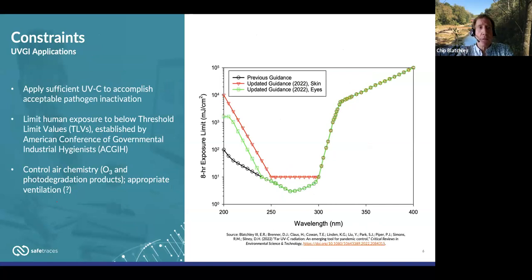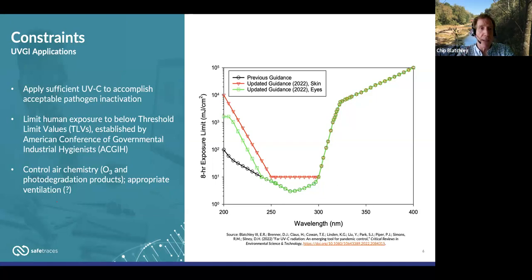When we consider UVGI applications, there's really three general constraints that we need to be concerned with. First, obviously, we want to apply enough UVC radiation to accomplish acceptable pathogen inactivation. Now, it's not entirely clear what acceptable pathogen inactivation is, but it's likely that's going to be something that's going to be risk-based. And I'd be happy to try to answer questions related to that later on if there are some. So that's the first constraint.